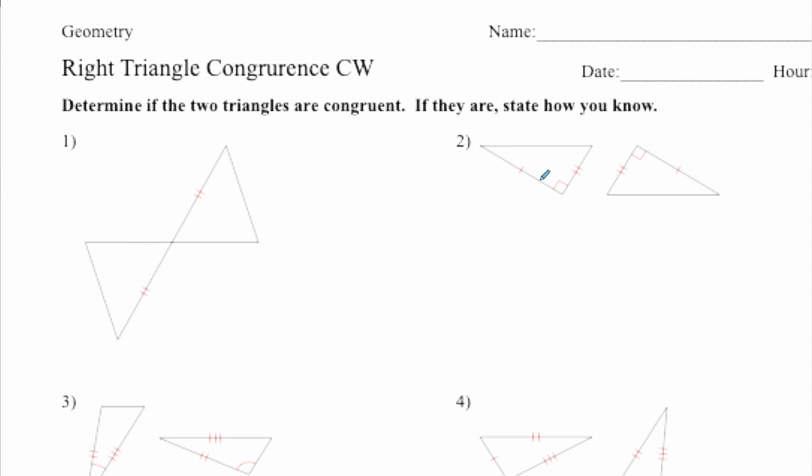So here's some examples. Determine if the two triangles are congruent. If they are, state how you know. So we have vertical angles.